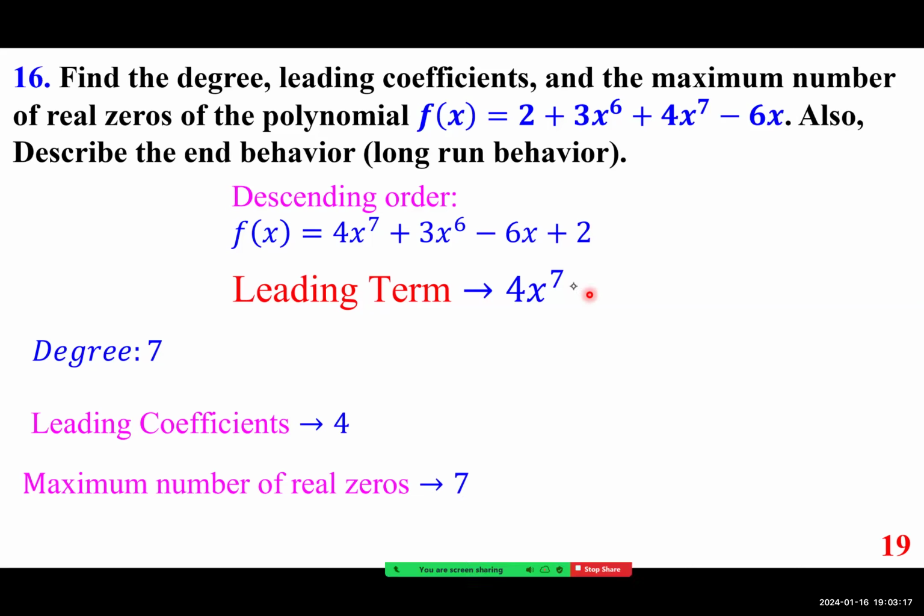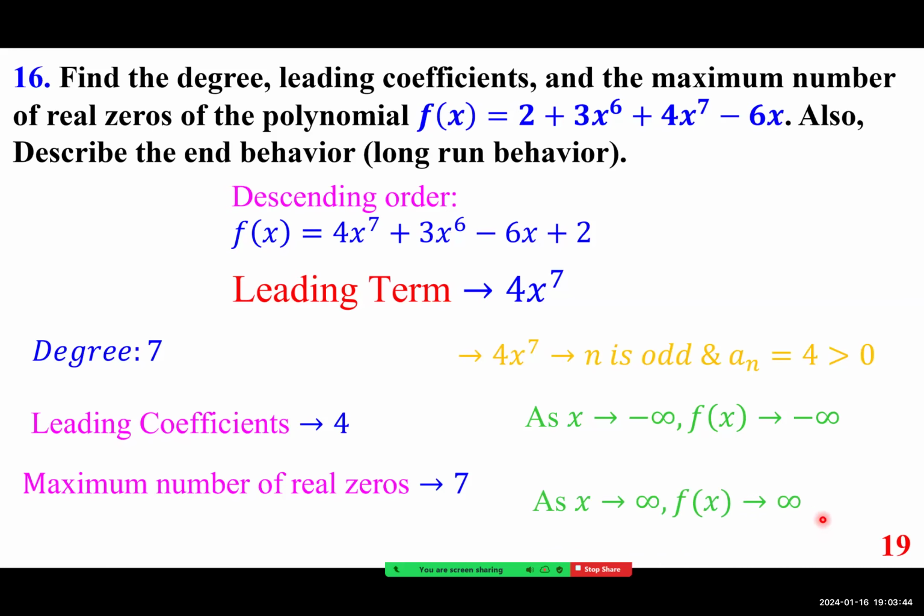Because the leading term has a degree which is odd and the leading coefficient is positive, so 4x to the power of 7, n is odd, namely 7, and a sub n is 4, namely positive. So the behavior is just like y equals x cubed, which means as x goes to negative infinity, so does y or f of x. As x goes to infinity, f of x goes to infinity. So in other words, this ultimately behaves like x cubed in essence. So that's why we have this end behavior.